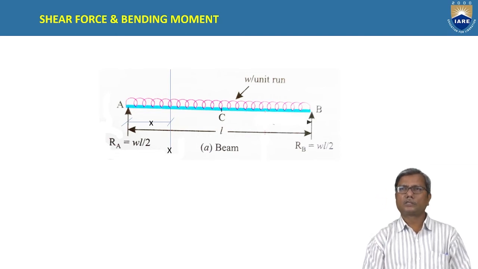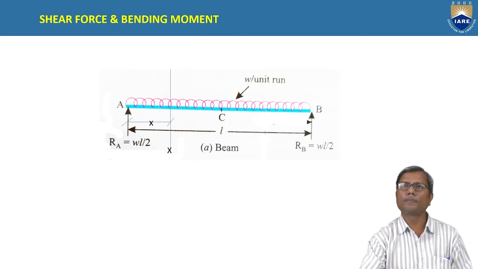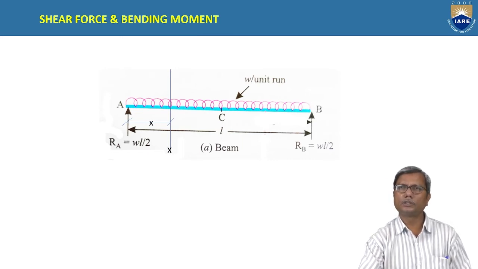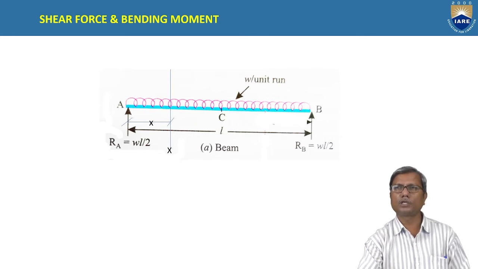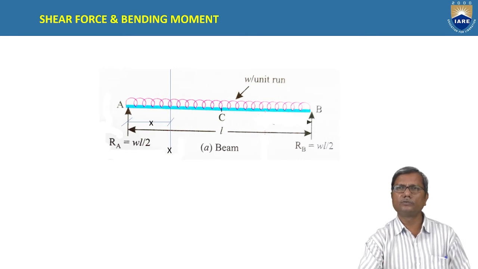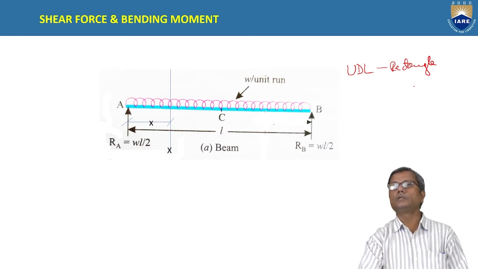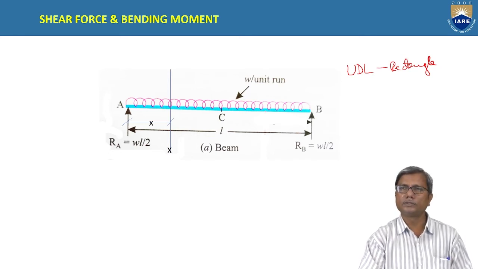Next, let us discuss the other type of load, which is distributed load. And in distributed load, you have 2 types. One is uniformly distributed, and the second one is uniformly varying. Uniformly distributed load means rectangular load actually. That means the intensity of loading remains constant. Such a load is said to be uniformly distributed.